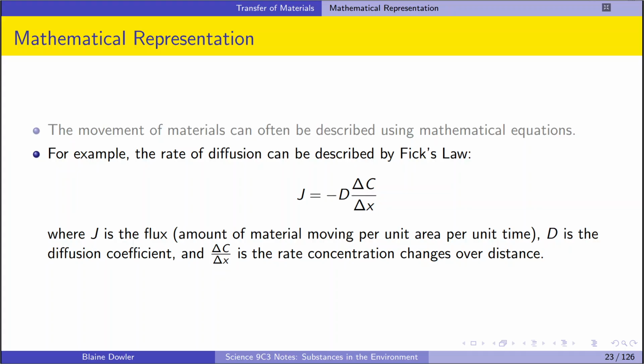So that triangle, that capital Greek letter delta, always means change in. Capital C is concentration, lowercase x is distance. So the flux is the negative of the diffusion coefficient times the change in concentration over the change in distance.